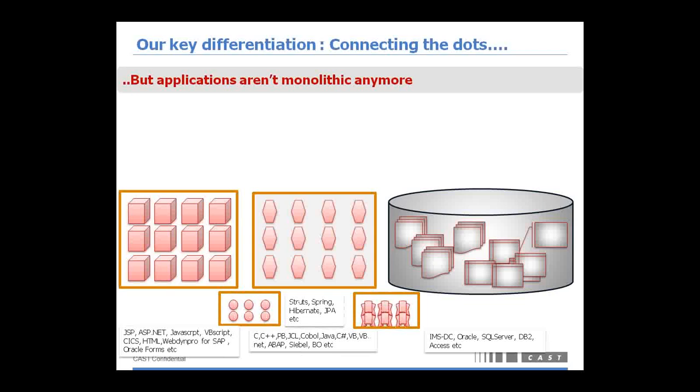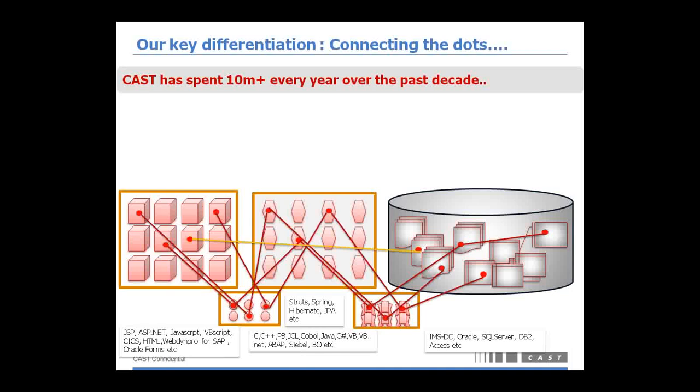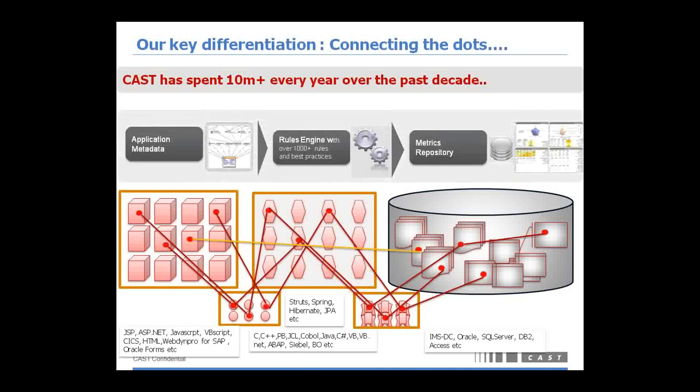Not only that, you also have frameworks, which make the application more complex, like Struts, Spring, Hibernate, JPA, etc. Each of these layers or technologies talks to the others. For example, a JSP talks to Struts, which talks to a business layer in Java, which then uses Hibernate to talk to the database. This is what CAST has spent all its R&D dollars on, helping to connect the dots. CAST can look at all these technologies and string them together.